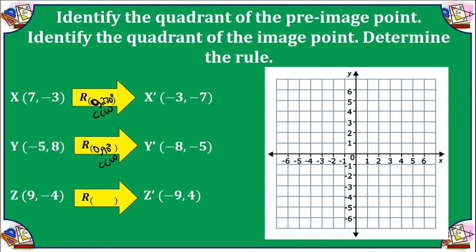And then we have 9, -4 to -9, 4. The values stayed where they are. They just changed to their opposite. So that is 180 degrees. And I hope this helps.